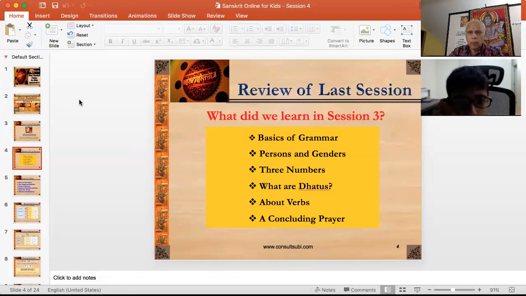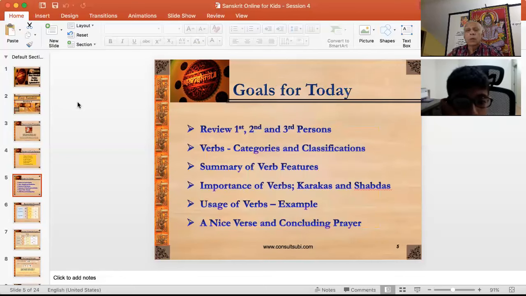Let's see what we want to do today. Now, what we want to do is give a quick review of the first, second, and third persons we learned last lesson, just to make sure that you have understood it and are able to apply it properly. We're going to see the categories and classification of verbs. Also going to see some of the features of verbs. I'm going to give you a quick summary of the important features of Sanskrit verbs.